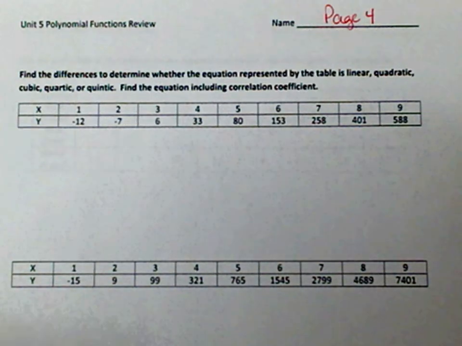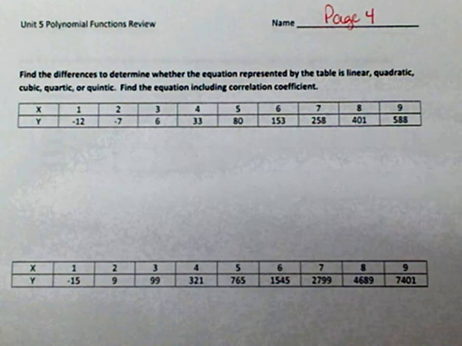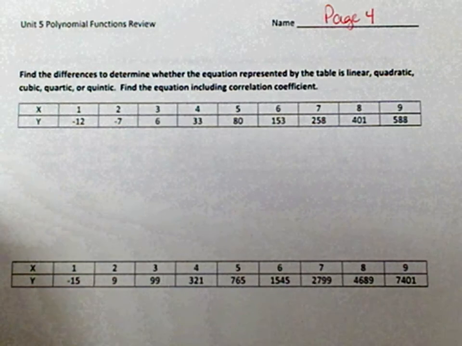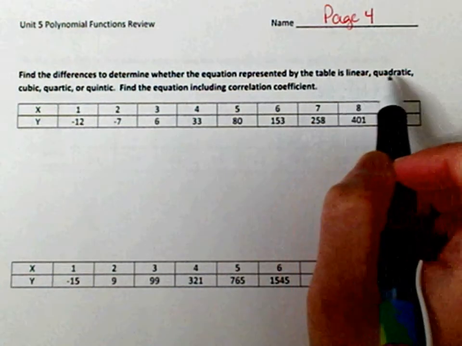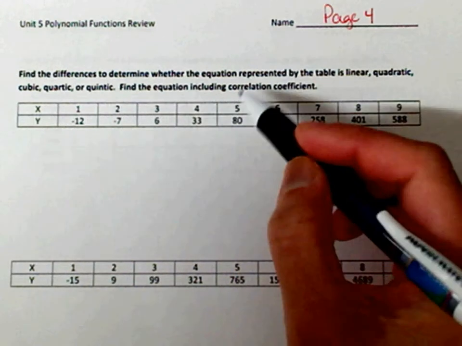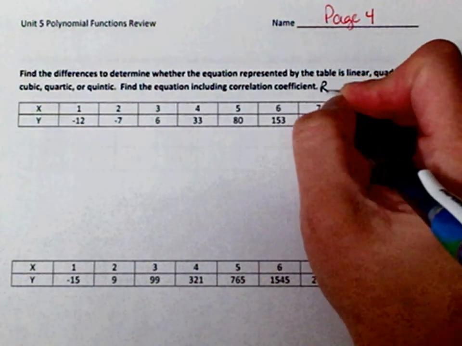Hey guys, welcome to page 4 of Unit 5, Polynomial Functions Review. On this one, we are going to find the difference to determine whether the equation represented by the table is linear, quadratic, cubic, quartic, or quintic. Find the equation including the correlation coefficient, which is your r squared.